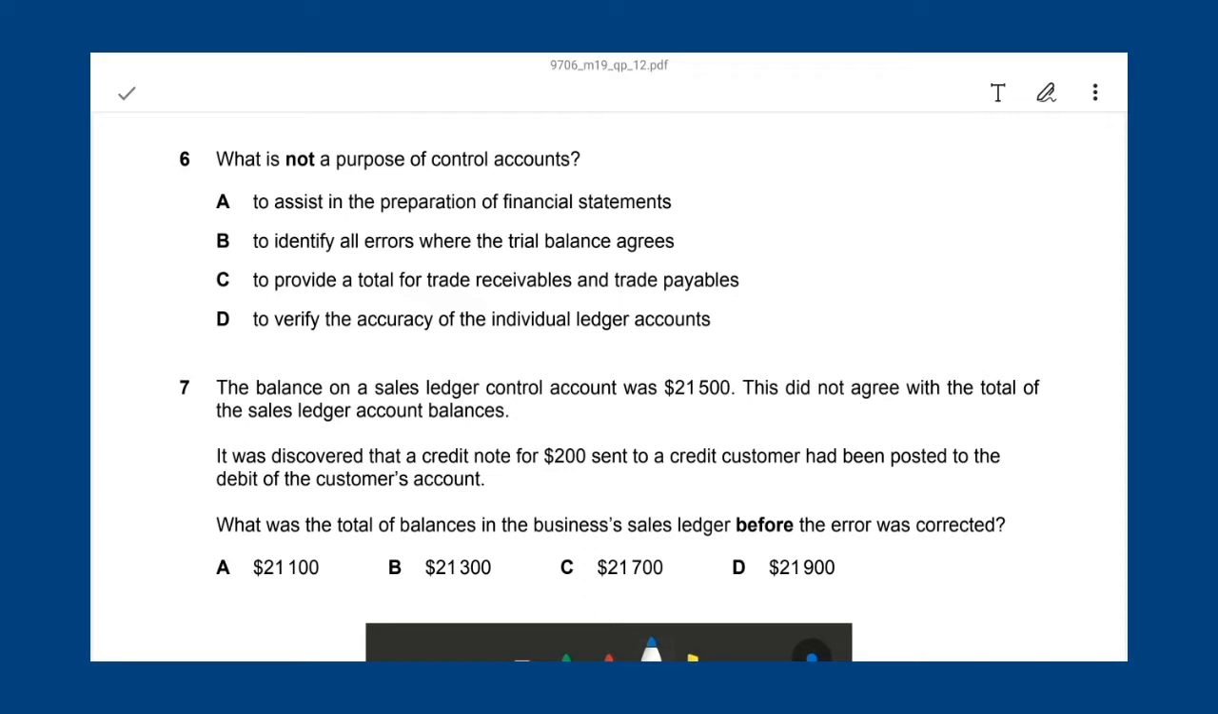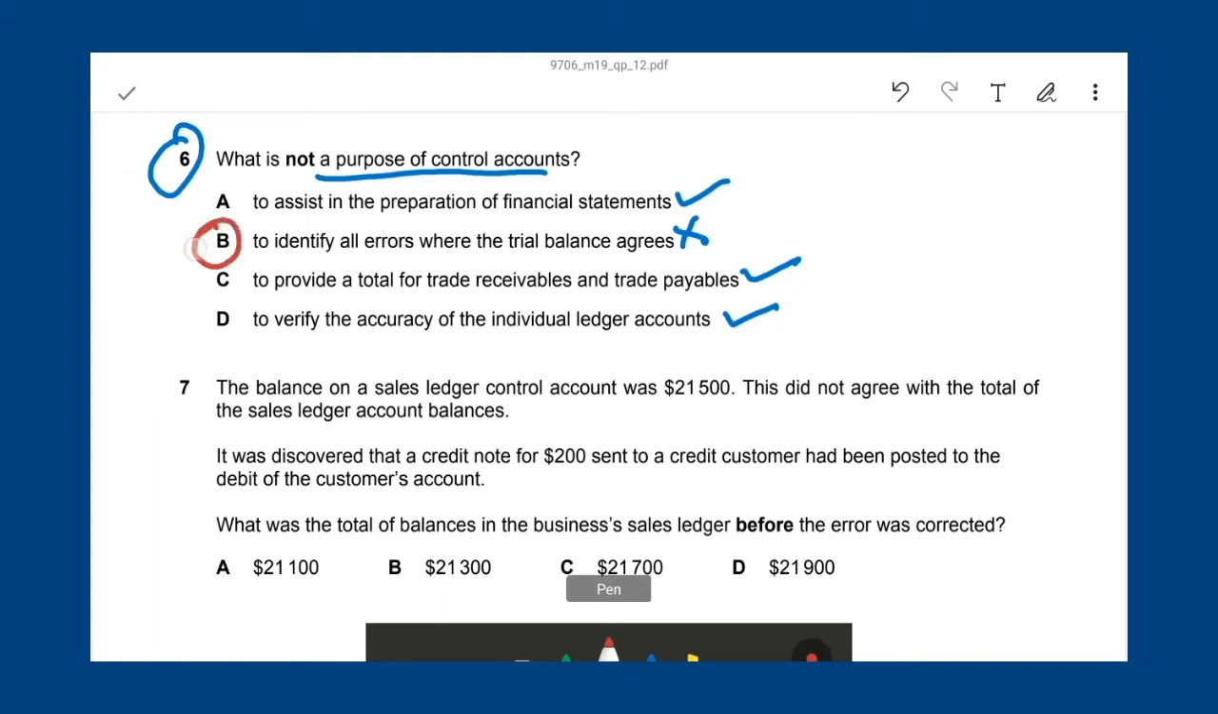So let's start. Question number 6. What is not a purpose of control accounts? A. To assist the preparation of financial statement, that is the purpose of control accounts. B. To identify all errors where trial balance agree. No. C. To provide total trade receivables. D. To check the accuracy of the individual ledger accounts. So the correct answer is B.